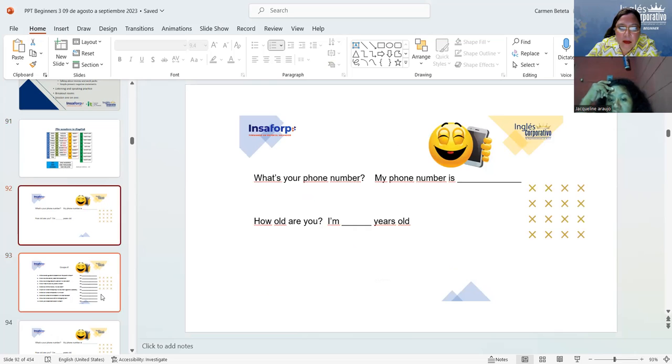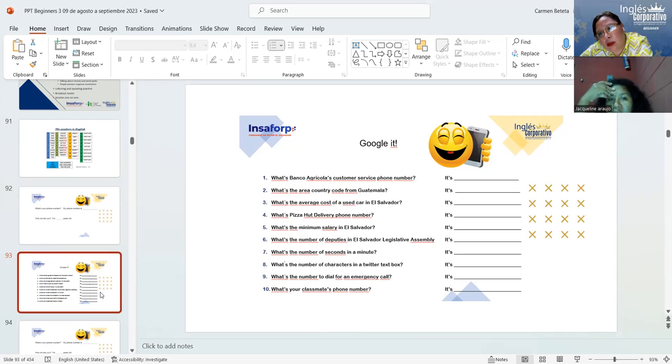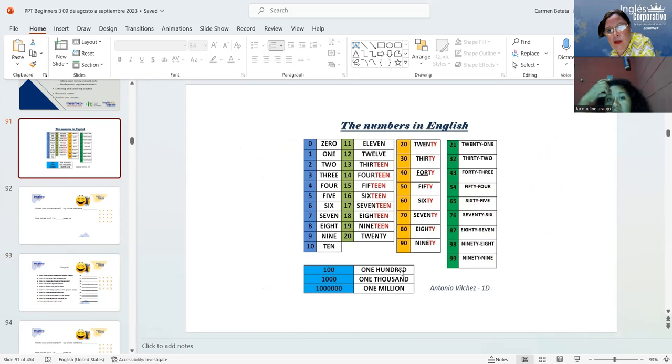Y quizá el 100, ¿qué es? 100. No hay una manera de hacerlo corto o abreviado, ¿verdad? Siempre tengo que mencionarlo. Exacto, eso es ya en los números grandes y ahí no se puede abreviar. Tiene que decir 100, 200, 300. Igual que los 1,000. También el million: 1,000,000, 2,000,000, 3,000,000.